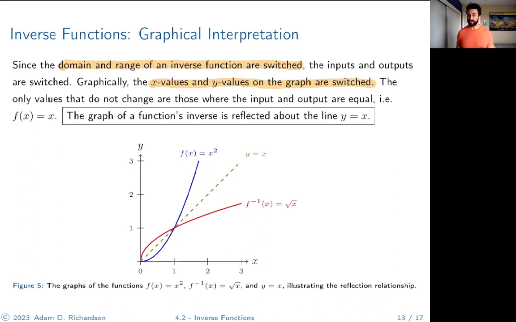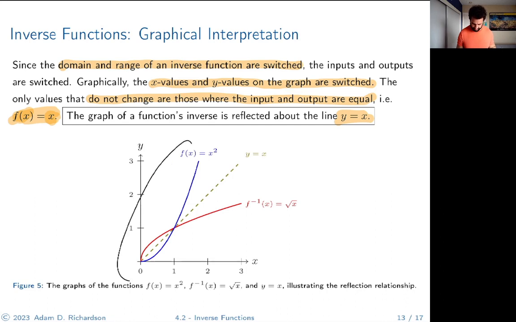The only values that are not going to change are the ones where the input and the output are equal. So if your input is equal to your output, then those results are identical, they're the same. So they're not going to switch per se because they're the same thing. So in other words, when is that true? Well, that's when this is true. The points that aren't going to move are the ones where the input is equal to the output, right? Output, input. So this is the line y equals x. And so what this tells us is that the graph of a function's inverse is reflected about the line y equals x.